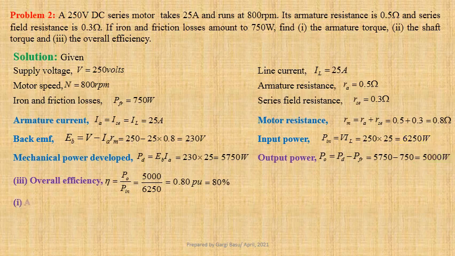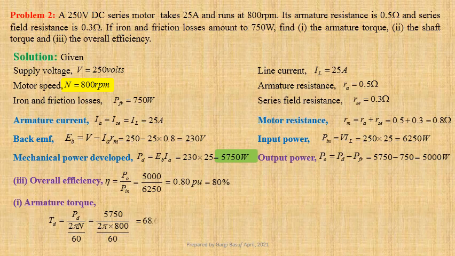Expression for armature torque Td equals Pd divided by 2 pi N by 60. Using values, we get 5750 divided by 2 pi into 800 divided by 60. That is equal to 68.6356 newton meter.